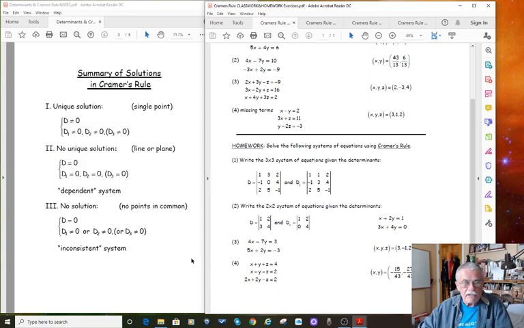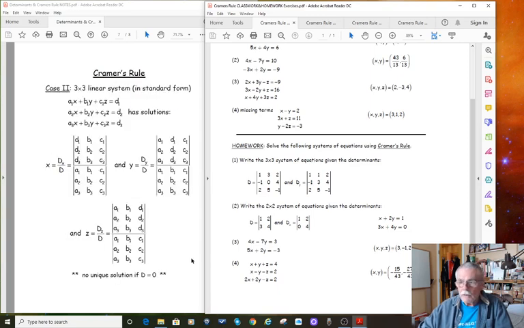The 3 by 3 case works the same way. Exactly the same, except the determinants that you're working with are big and nasty. In this case, they're 3 by 3s. So here's our set of 3 by 3 equations, known as a system of equations. And as usual, capital D is represented by the coefficients in front of the x, y, and z.